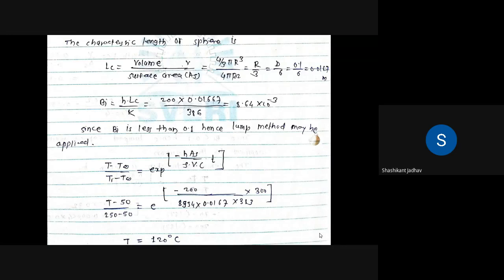Because surrounding temperature is 50°C and initial temperature is 250, whatever temperature we get after 5 minutes will be less than 250°C. By mistake, if we got the answer 300°C, then you have to understand that the answer is wrong. Then you have to check your calculation and find the correct answer. Okay. So the final temperature after 5 minutes is 120°C. Okay.